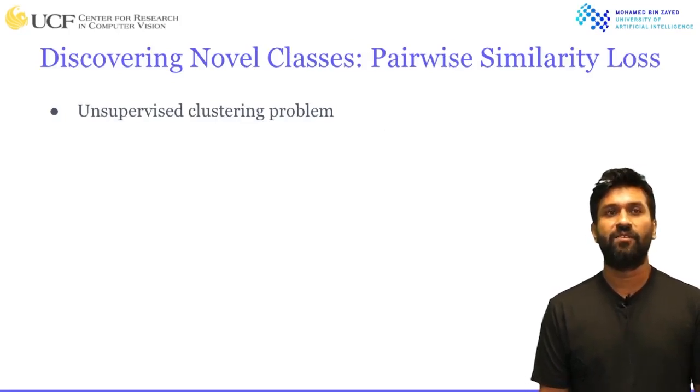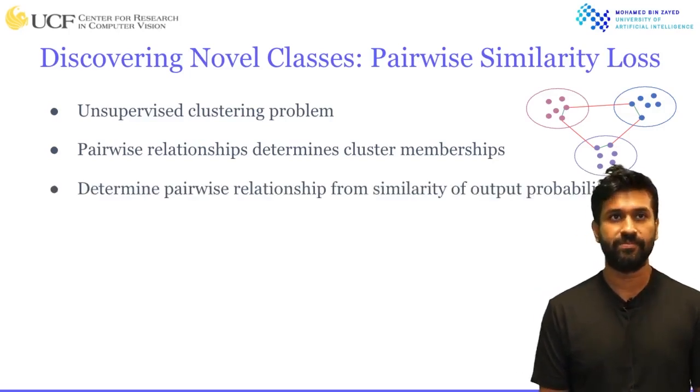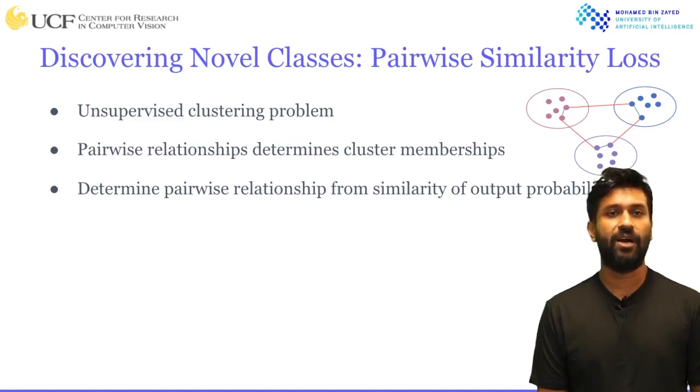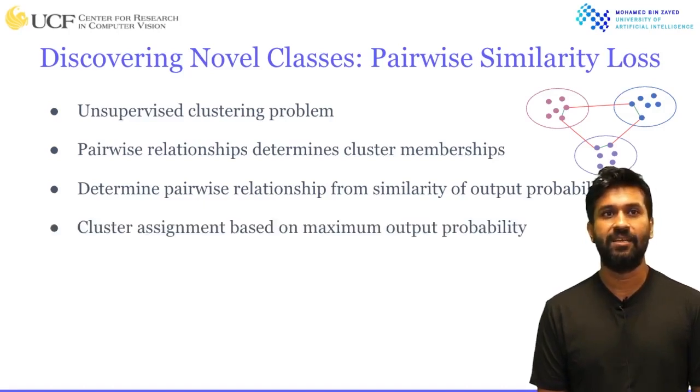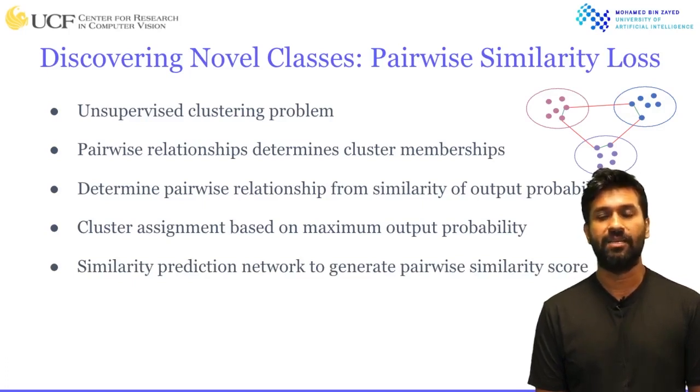So if we think about it, from a very high level, discovering novel classes is an unsupervised clustering problem. And in any clustering problem, the cluster memberships can be uniquely determined based on the pairwise relationships. For instance, in this example of three clusters, we can see that any pair of samples can have only two pairwise relationships. Either they belong to the same cluster or they don't. So in case of neural networks, if we can determine the pairwise relationship from the similarity of output probabilities, the job actually gets very easy. That means we can assign the samples to different clusters based on the maximum output probabilities. But the question is, how do we train a neural network to achieve this objective, since we don't have any ground truth labels for them?